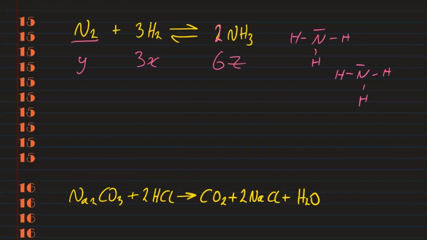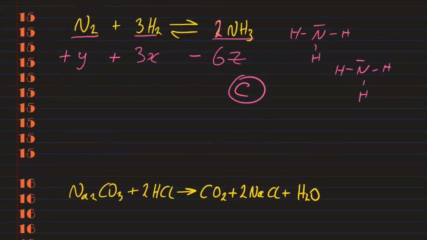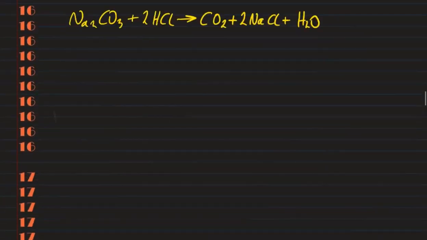Now, if you're breaking this, you have to put energy in, so that's going to be endothermic. And you're making these bonds, so it's going to be exothermic, releasing energy. So that's your answer, plus Y, plus 3X minus 6Z. So that's C. There's another way to do it, which involves products minus reactants, but that's a bit confusing. I prefer my way of doing it.